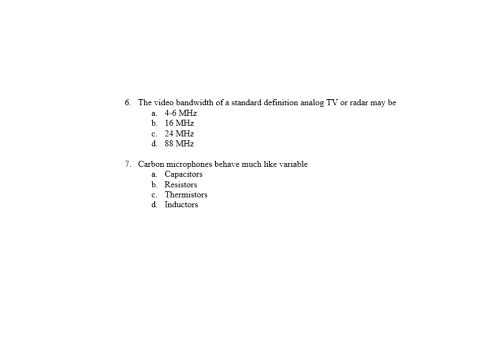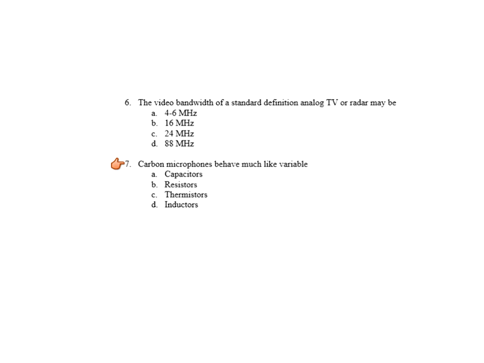Okay. The video bandwidth of the standard test definition analog TV or radar might be. Now let's think back. What was the band of frequencies usually associated with video? These are tricky. Here's why. 88 megahertz is an FM signal, FM carrier. That's not going to work. 24 megahertz. No, I have no idea where these came from. These are radio frequency carriers here. The only good answer here is 4 to 6 megahertz. That's the video bandwidth or video frequencies of video.